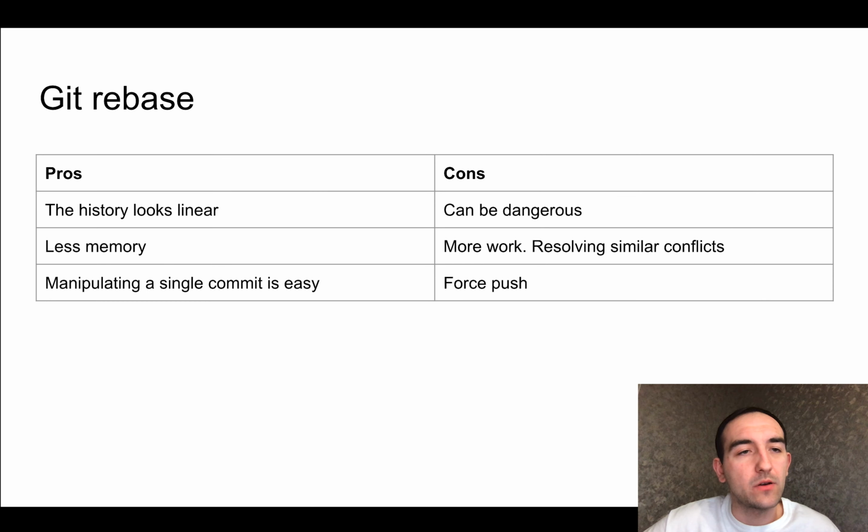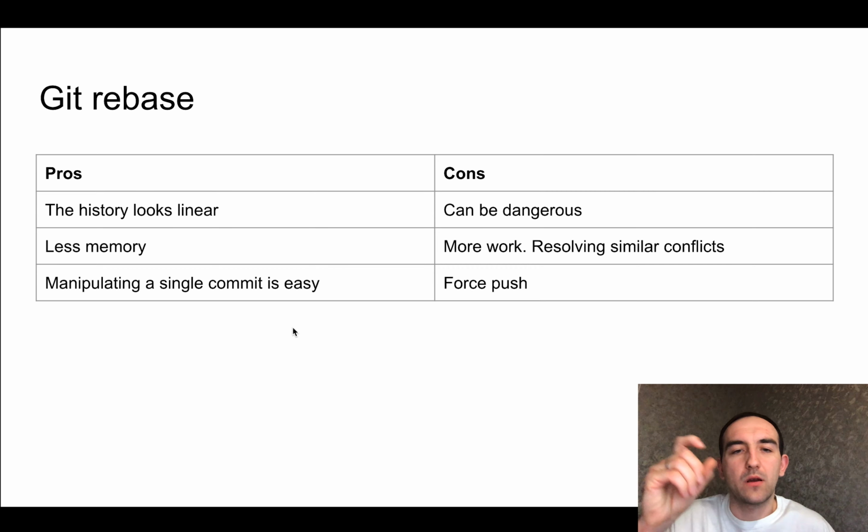What are the benefits of this approach? History looks linear, it's like one line. It's very good for understanding what you are developing in your project, what was changed, and you can see the stages of growing your project, what was added, what was removed, and you can easily go from one point to another. Then it's less memory because we don't save some technical commits.